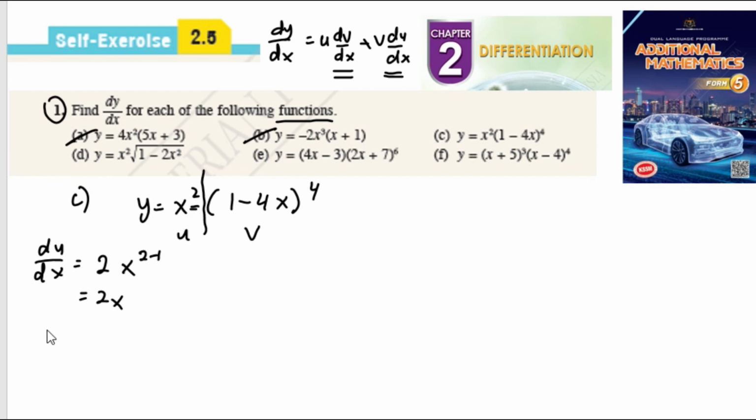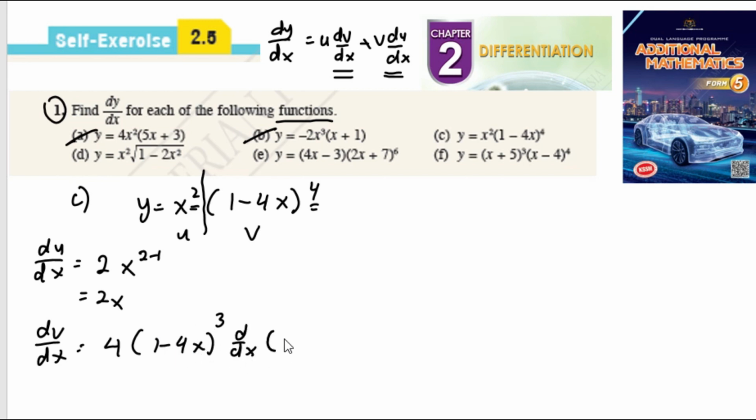So now you differentiate dv over dx. You see here, you have a power here, right? So to differentiate this one, you have to bring the power forward. So 4, and then you don't touch the inside of the bracket first, 1 minus 4x. So the power 4 minus 1, you get 3. And then after that, you will differentiate what is inside.